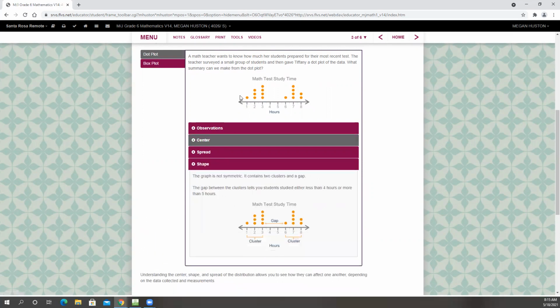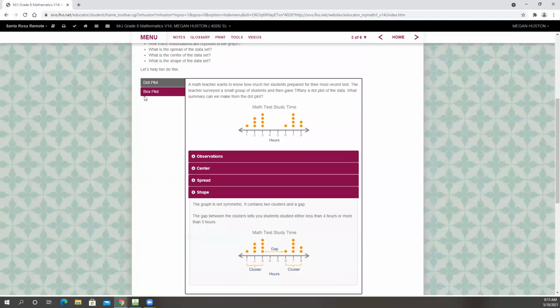And then on this graph, you should notice there's a big gap in the middle here. It's not symmetrical. There's two clusters, one on the left, one on the right, gap in the middle. So the gap between the clusters tells you that students studied either less than 4 hours or more than 5 hours. So those are some observations that you can make from this dot plot.